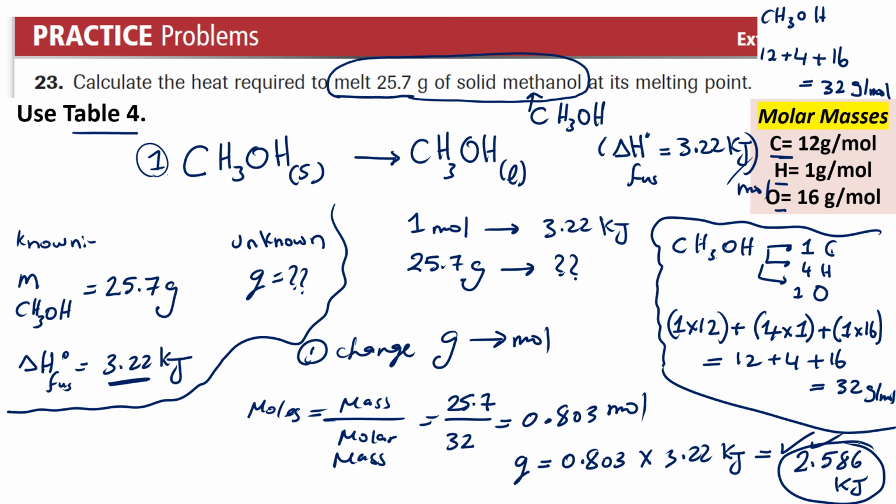So what does this mean? So this means if you melt إذا ذوبنا 25.7 جرام من الميثانول، كمية الطاقة الحرارية اللي نحتاجها عشان نذوب هاي الكمية تساوي 2.586 كيلو جول. Okay, that's it.